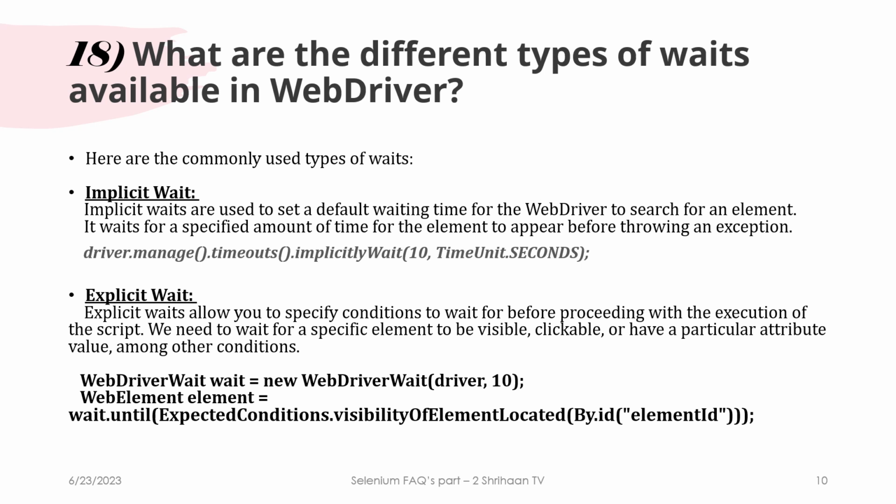The explicit wait allows you to specify conditions to wait for before proceeding with the execution of the script. So if we want some element to be visible or clickable, then we can use explicit wait to wait for a certain amount of time until the specific condition matches, then the wait should stop. So this is the syntax we can use for explicit wait. So coming to the next wait.